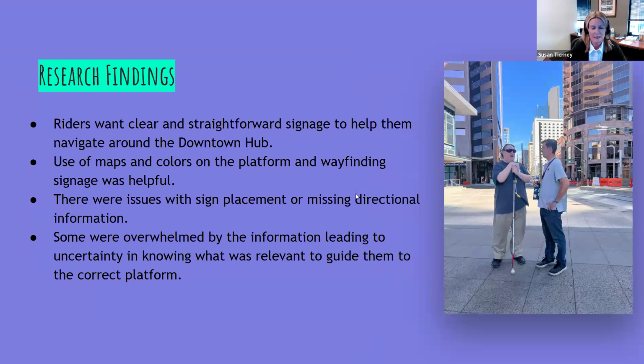So, research findings: riders want clear and straightforward signage to help them navigate around the downtown hub. They want use of maps and colors on the platform and wayfinding signage. That was very helpful when we did share that. There were issues with some sign placement or missing directional information, and some people were overwhelmed with the information, leading to uncertainty in knowing what was relevant to guide them to the correct platform.